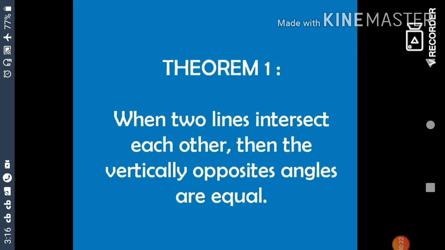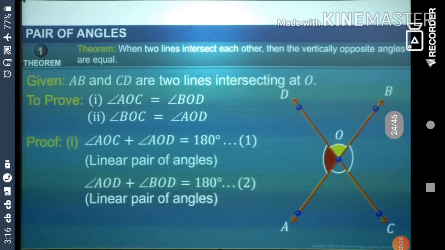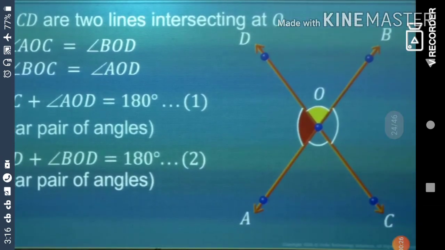So let's prove it. We have taken a figure where AB and CD, these two lines, are intersecting lines. When intersecting lines intersect each other, they form vertically opposite angles. Angle BOD and angle AOC are vertically opposite angles, and angle AOD and angle BOC are vertically opposite angles.